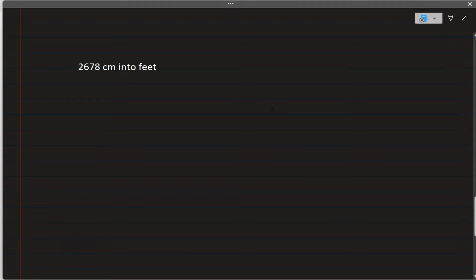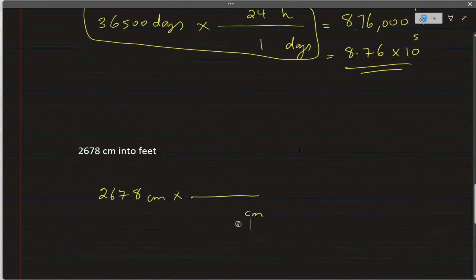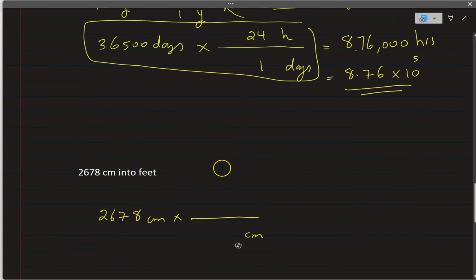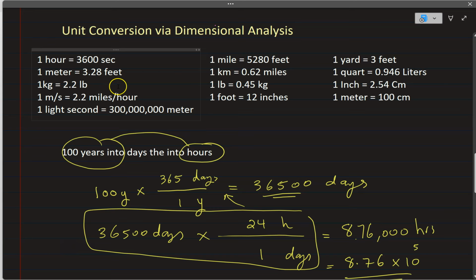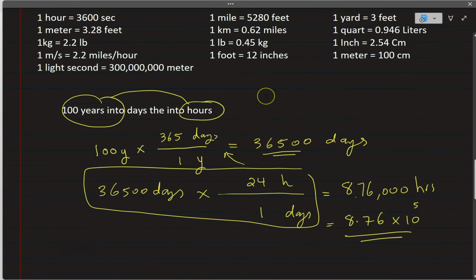2,678 centimeters into feet. So let's write up 2,678 centimeters times, and then we're going to start with the centimeters. Now go back to the table that I created. Do we have direct centimeters into feet? If we do, then that is great. But if we don't, we have to use an intermediary calculation or conversion rate. Then we go from there. So notice that inch we do have, and then after inch we can go from inch to feet, which is right here. Okay, so we can do that.